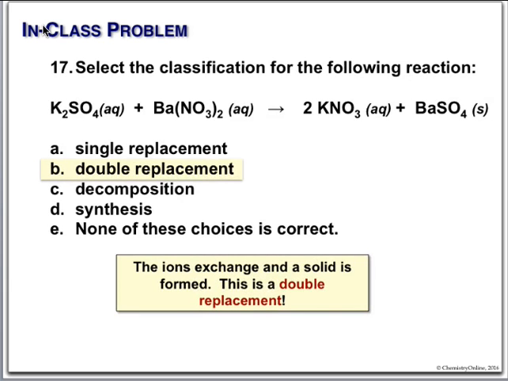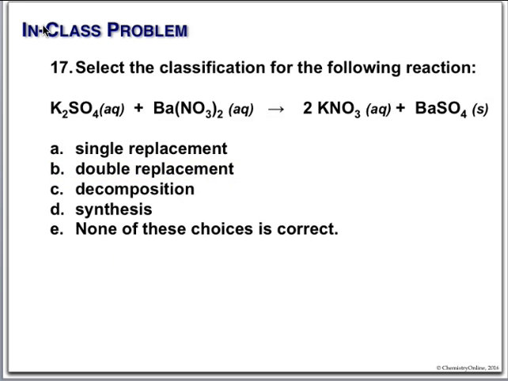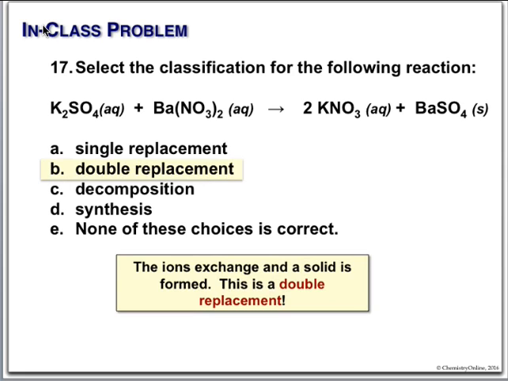This is a very simple question on classification. You will have at least one reaction to classify on your exam. We have potassium sulfate in aqueous solution, barium nitrate in aqueous solution. We are making solid barium sulfate, and we're leaving potassium nitrate in solution. Our ions have swapped. By definition, this is a simple double replacement reaction.